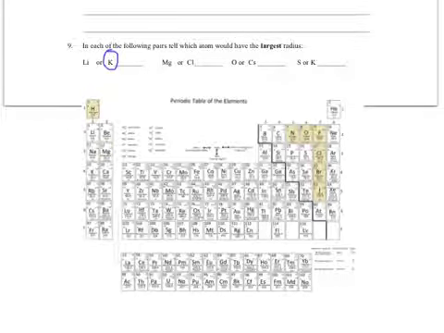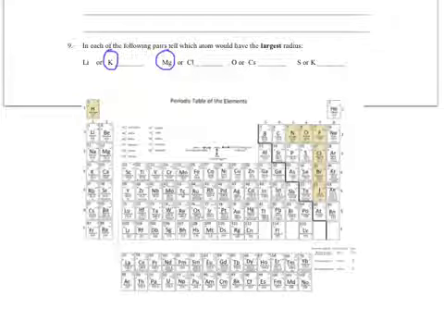Magnesium or chlorine. Well, because magnesium only has 12 electrons, it won't be pulled in as tightly. Since chlorine has 17, it will be a smaller atom, and so that means that magnesium would have a larger radius.